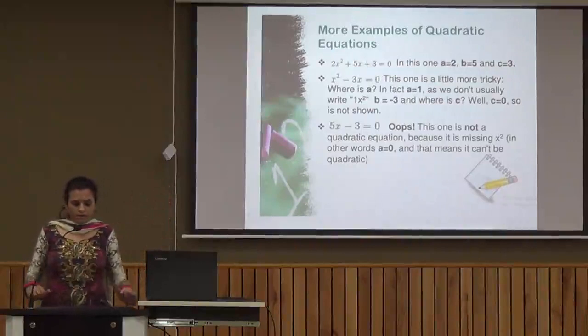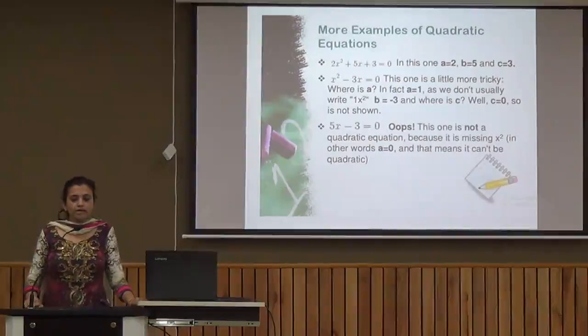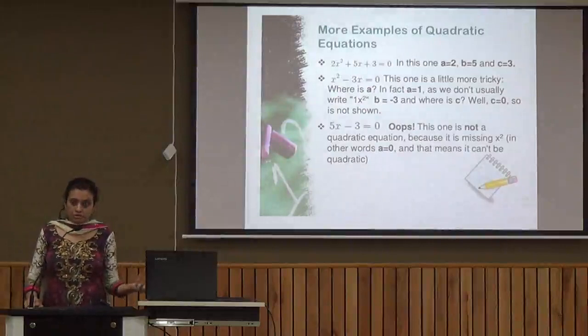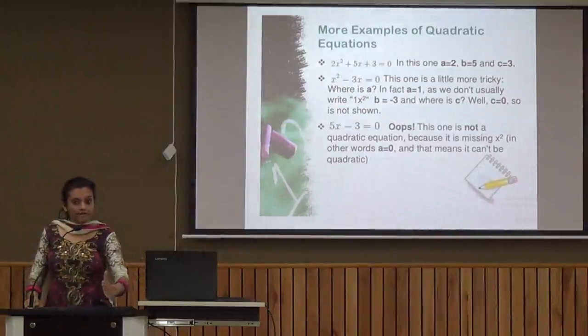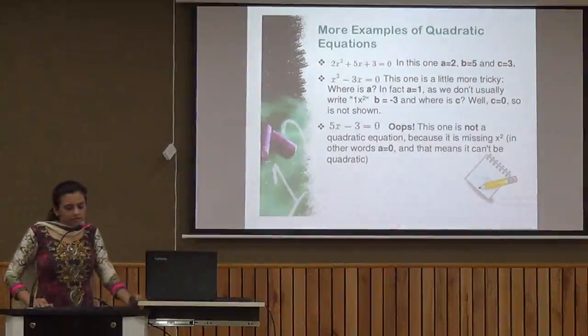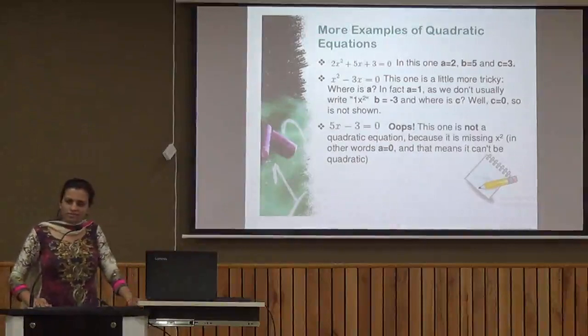Look at the next one. It says x squared minus 3x is equal to 0. Now here we cannot see any constant. That means c is 0. And here x squared, a is 1. Yes. What is the value of b? Minus 3. Let's read the next. This one is a little more tricky. Is it really tricky? Let's see.